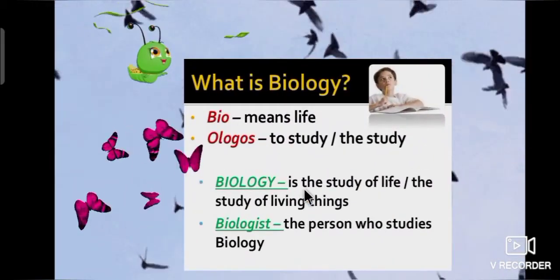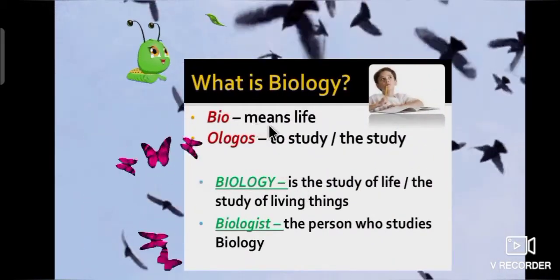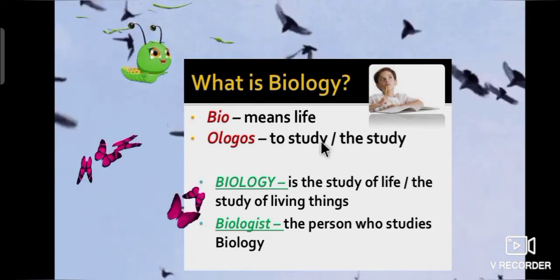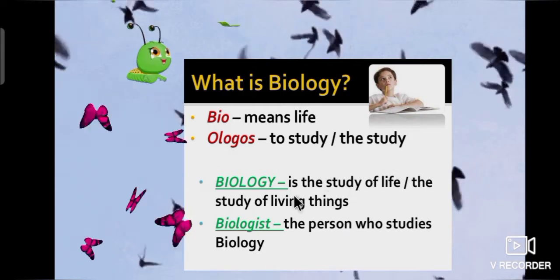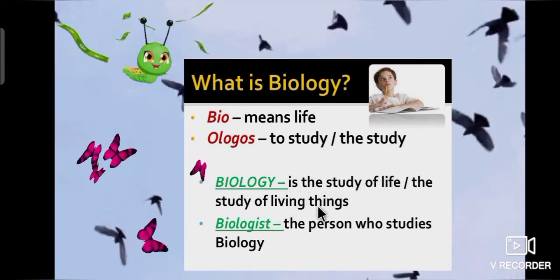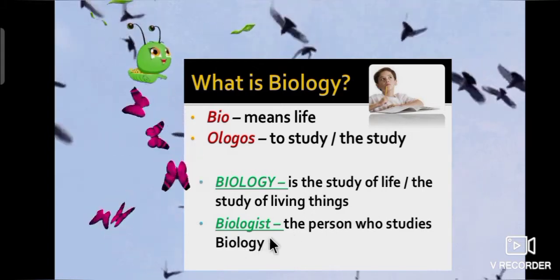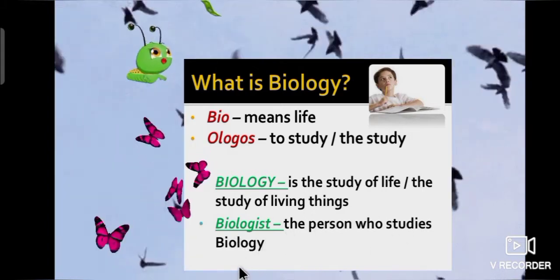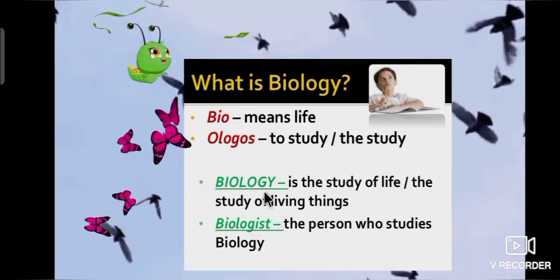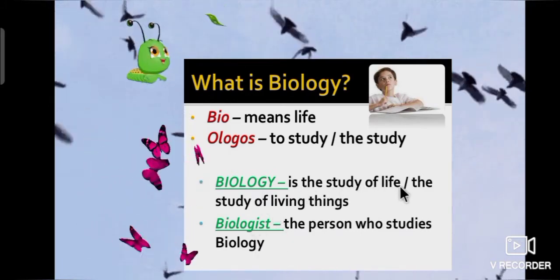Then tell me, what is biology? Bio means life. Ology means the study. So biology is the study of life, the study of living things. A biologist is a person who studies biology.